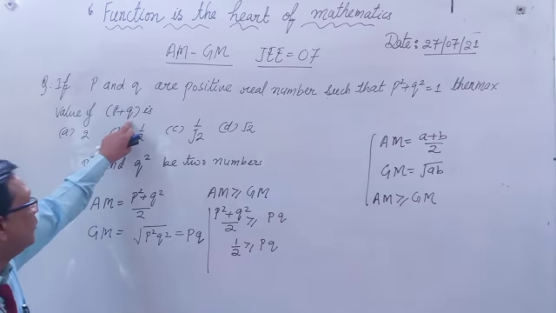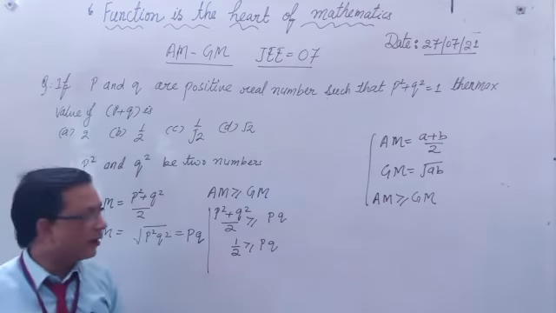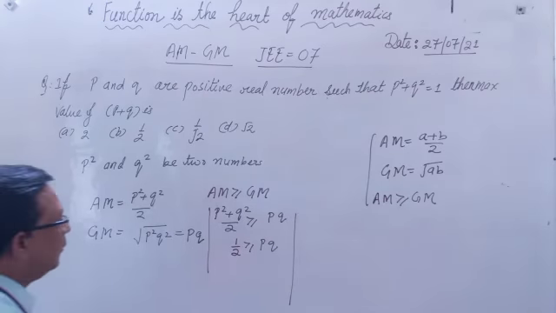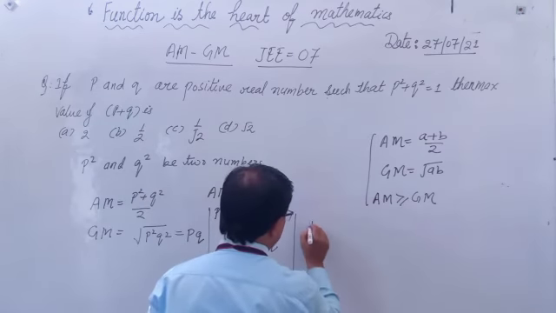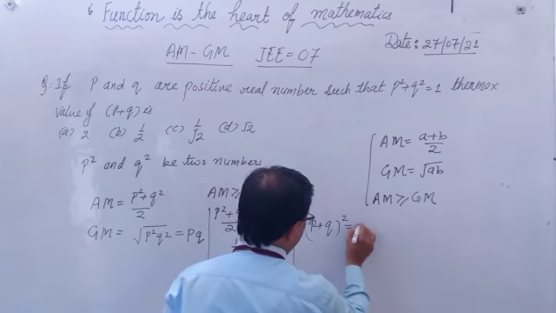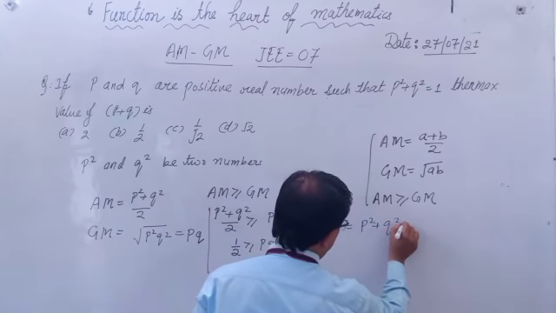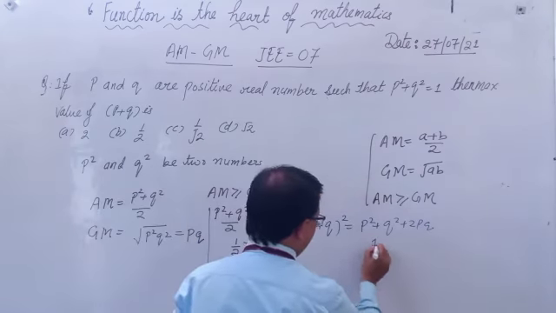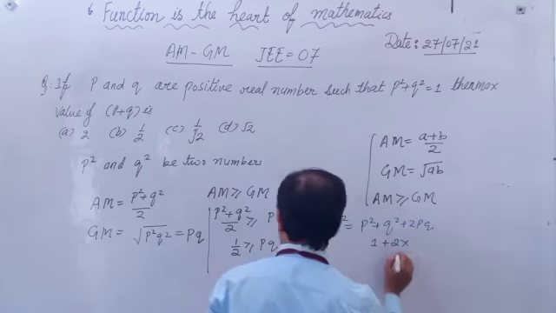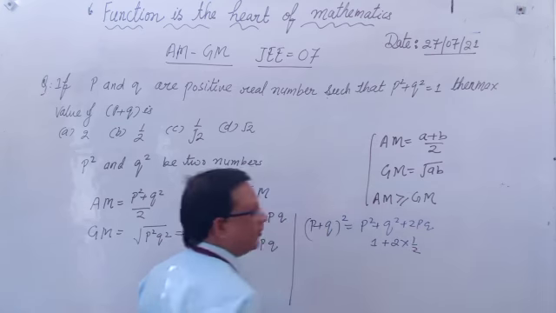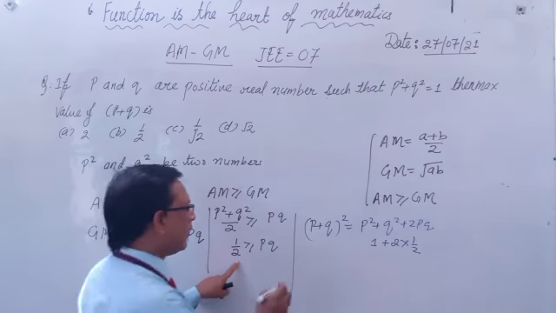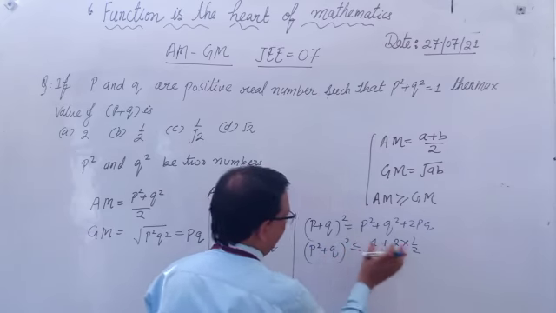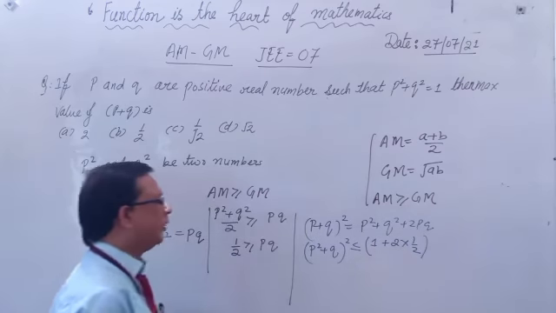But we want to find p plus q. So here we apply a formula: p plus q whole square. We know that p plus q whole square is equal to p square plus q square plus 2pq. Students, p square plus q square is 1, and here the inequality is pq less than or equal to 1 by 2. So the value of p plus q whole square is less than or equal to this.